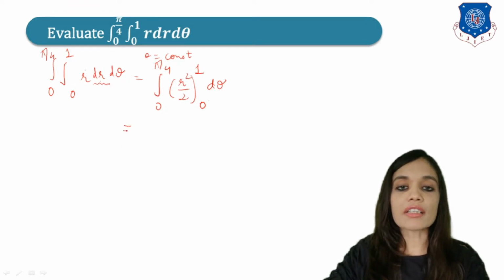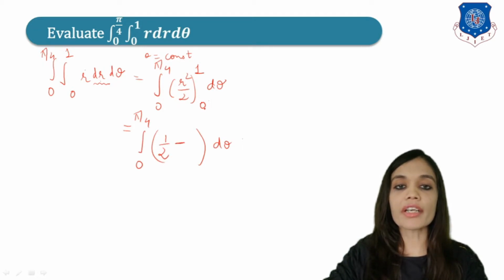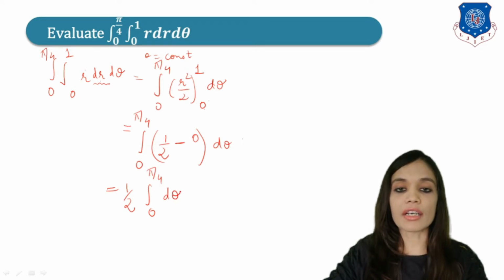Now let us start putting the limits. So 0 to pi by 4 as it is, d theta as it is. Firstly put 1 in place of r, so you will get 1 by 2 minus. Now put your lower limit. If you put 0, you will get 0. Now we take 1 upon 2 outside. So what will remain is the integration from 0 to pi by 4 of d theta.